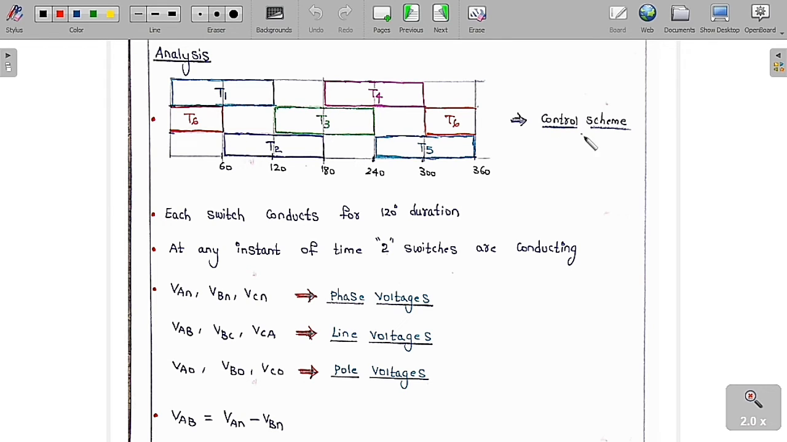So this is basically the control scheme of the switching of these thyristors. Each switch is going to connect for only 120 degree duration. At any instant of time, two switches are going to connect. So here, each switch is going to connect for only a 120 degree range, and also at any time only two thyristors are going to be connected.